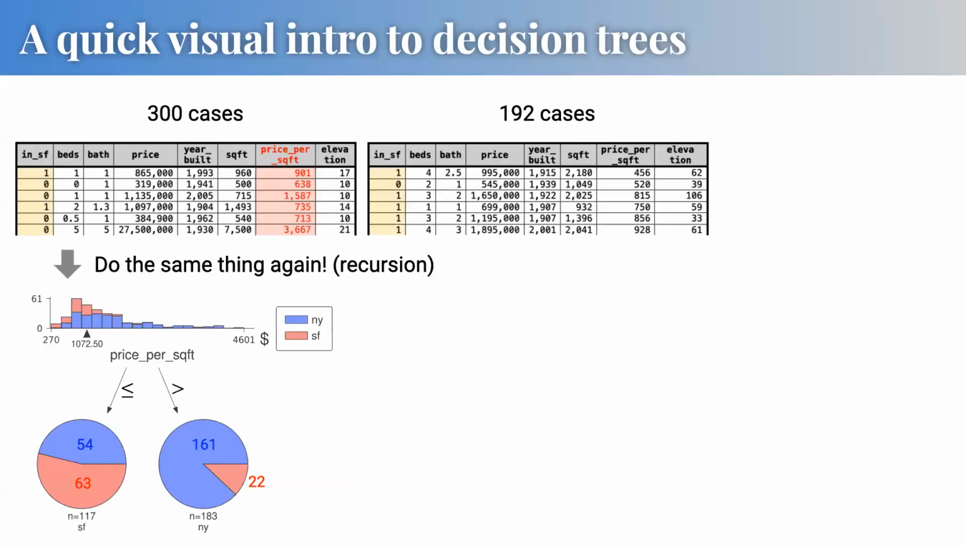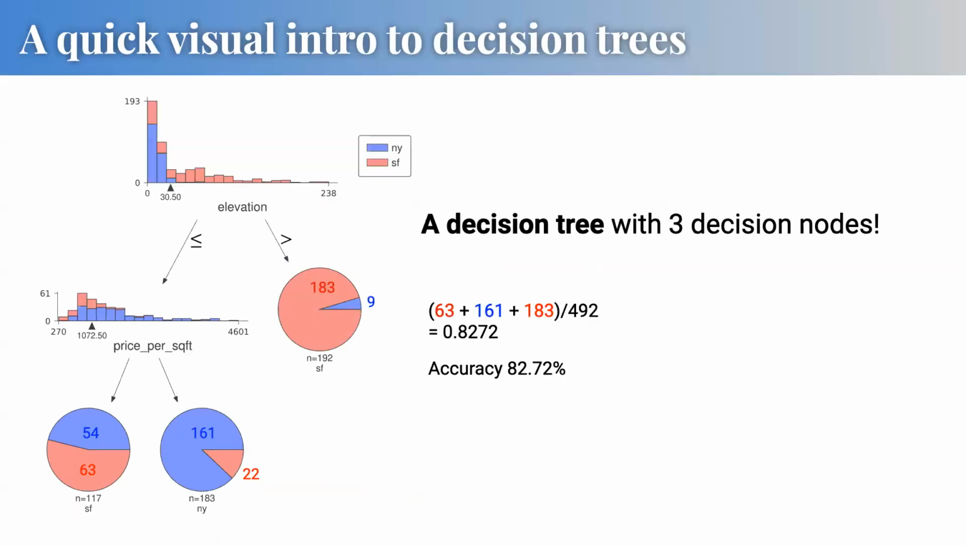And then we can do the same thing again for this split result. So pick another variable like price per square feet in this case, and do the same thing. So find a split, and then we can get some prediction. And we can do the same again for this one. But if we stop here, then we have a decision tree with 3 decision nodes, here, here, here. And the accuracy goes up to 82%.